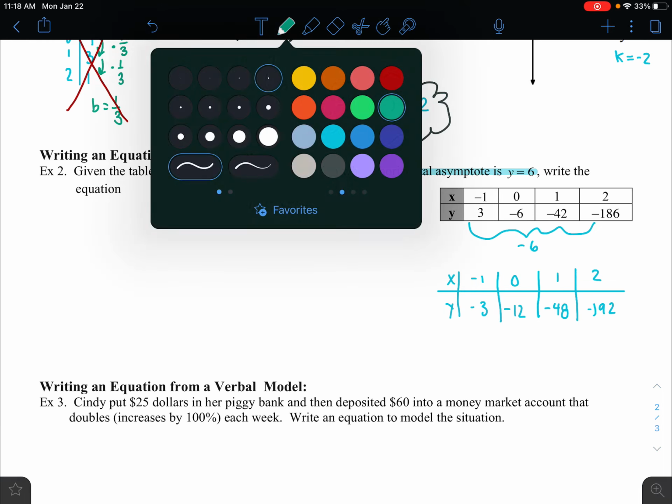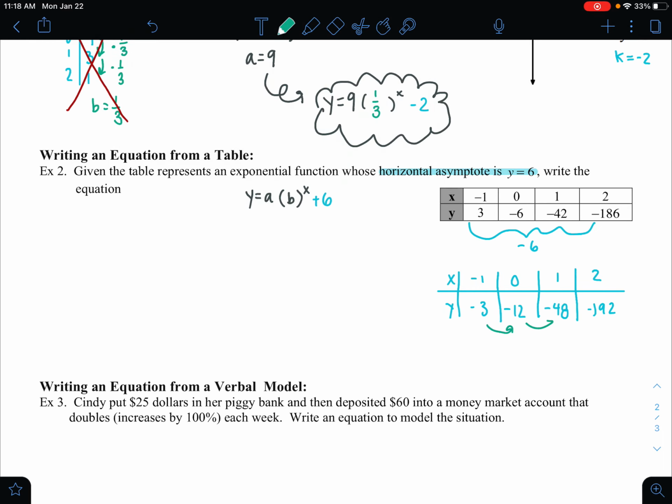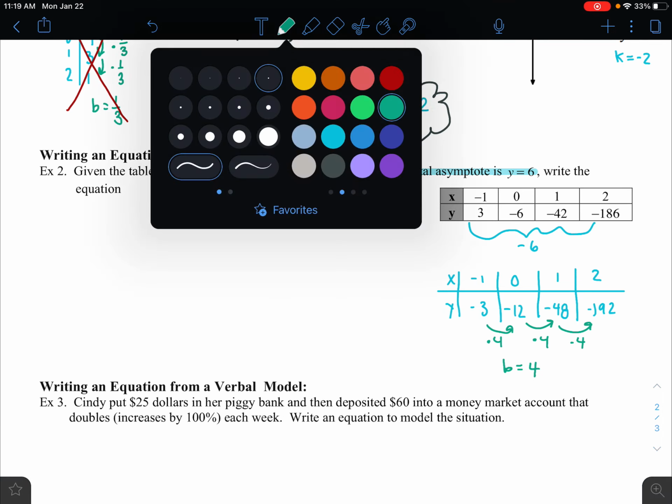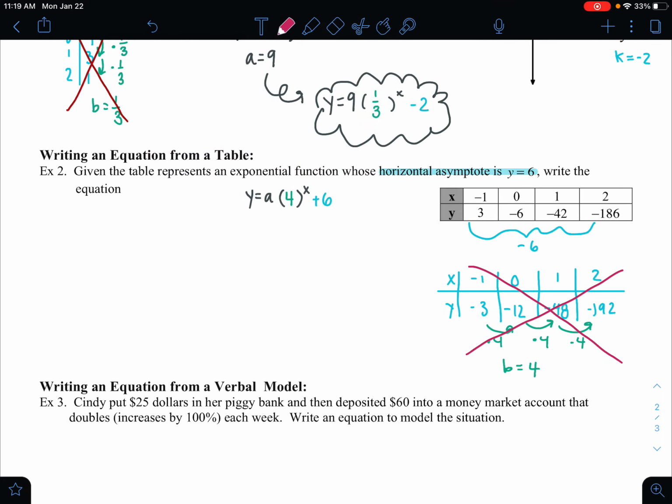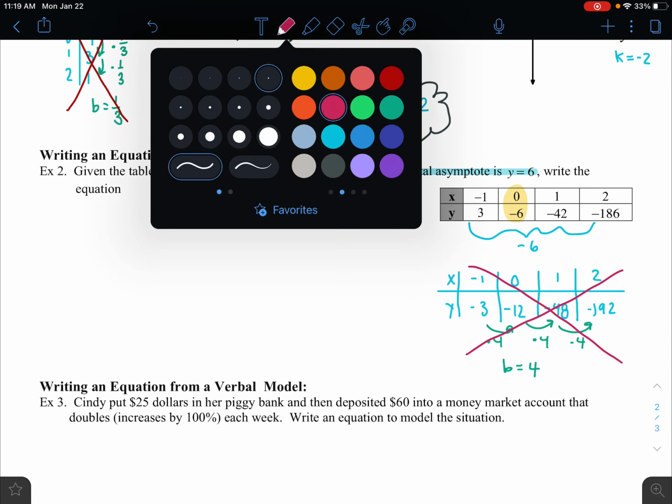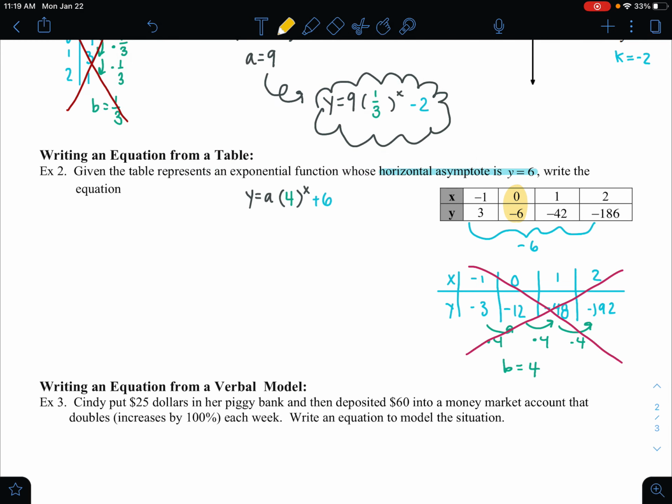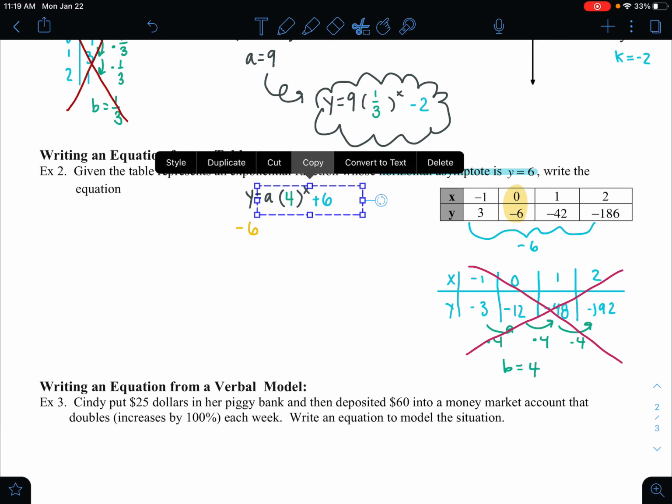So again, now we're doing this to find our base. So what number are we multiplying by here? We're multiplying by 4, so we have a base of 4. All right, we got what we needed from our shifted table, so we're done with that. And now we're going to plug in a point to find our A value. Again, I like using x values of 0 because anything to the 0 power is 1.